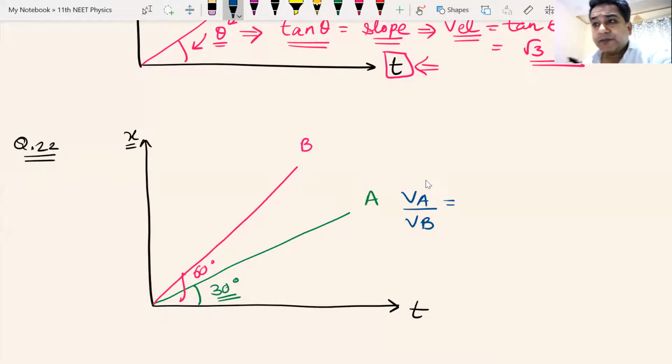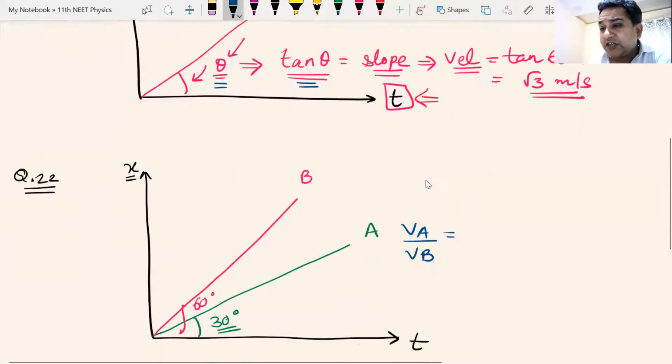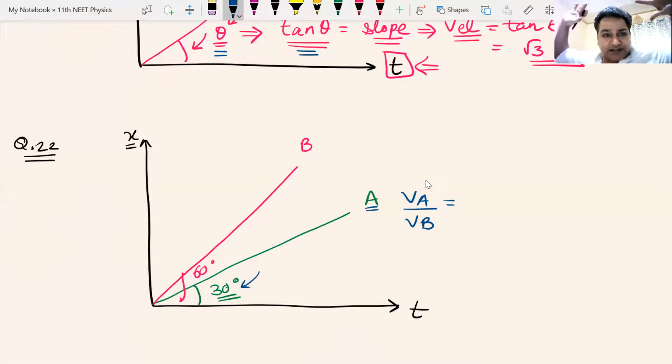We have already done in the previous question that to find out the velocity, we have to find the angle with the x-axis, with the time axis, and find the value of tan theta. We'll apply that here. To get the velocity of A, we have to find the value of tan 30. Do we understand this? Can I have some raised hands? Velocity of A will be tan of 30.